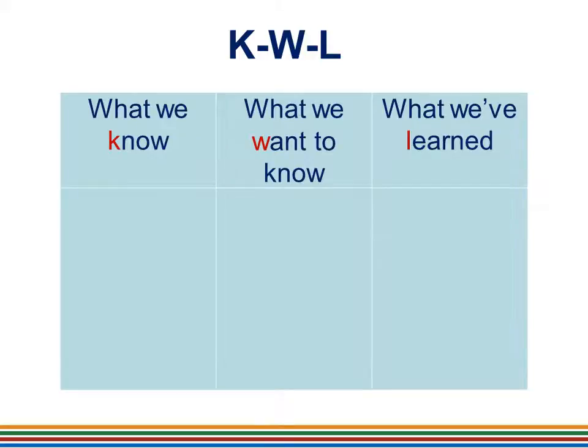Now, the idea is it's using the students' knowledge to engage them. And the idea of the KWL is at the start of, say, a unit in the book, even at the start of the book, we ask students to draw a chart in their book. And the chart has three columns: what we know, what we want to know, and what we've learned.